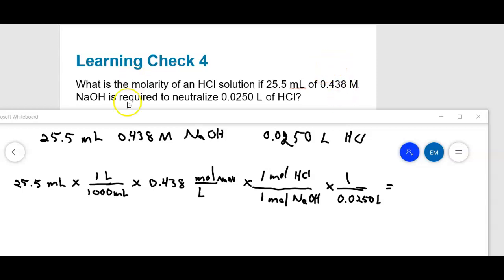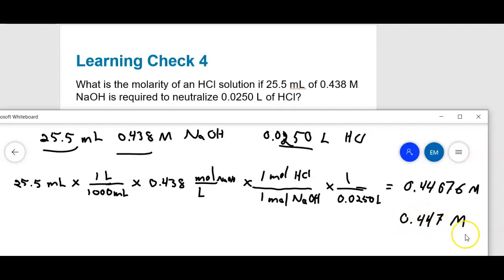You get 0.44676 molar, but we only have 3 significant figures. Right? There's 3 there, 3 there, 3 there. So 0.446, there's your 3rd significant figure. And the next decimal place is a 7, so you round that up. So you have 0.447 molar. Okay, that should be your answer.